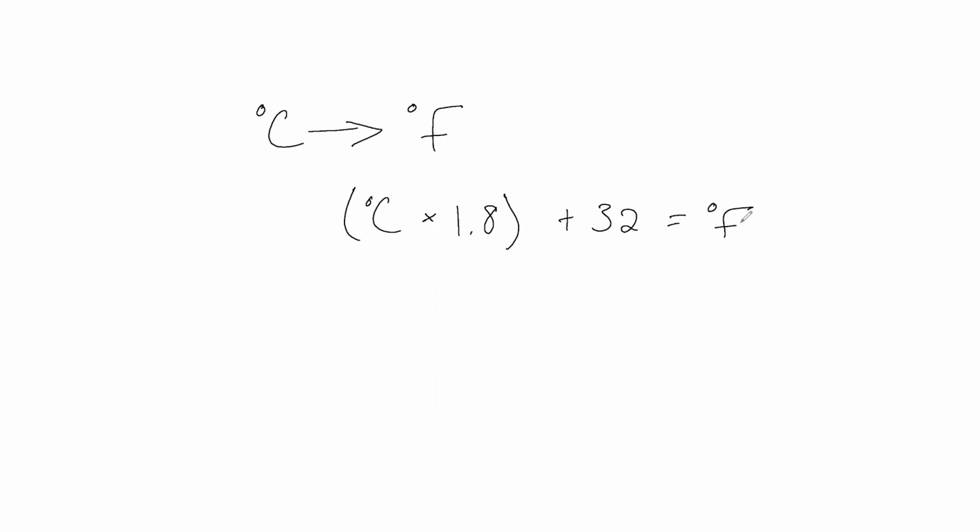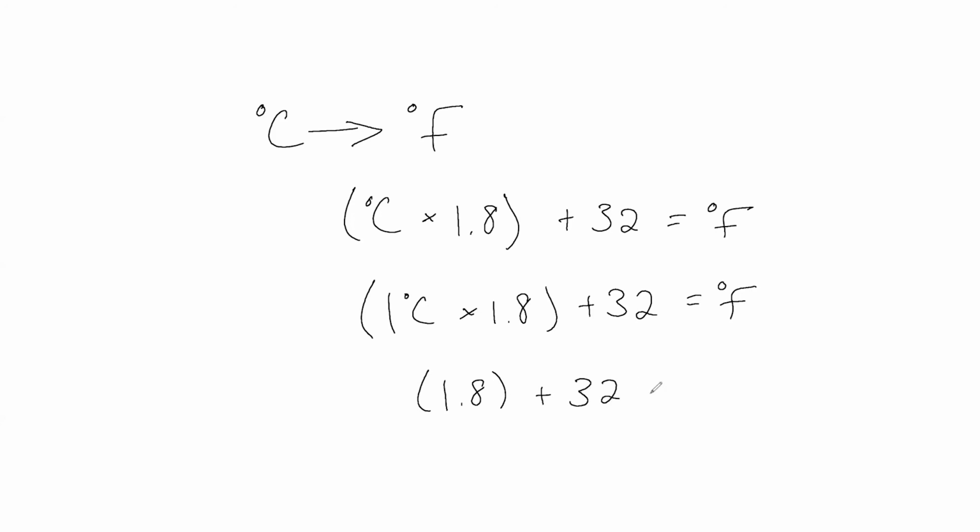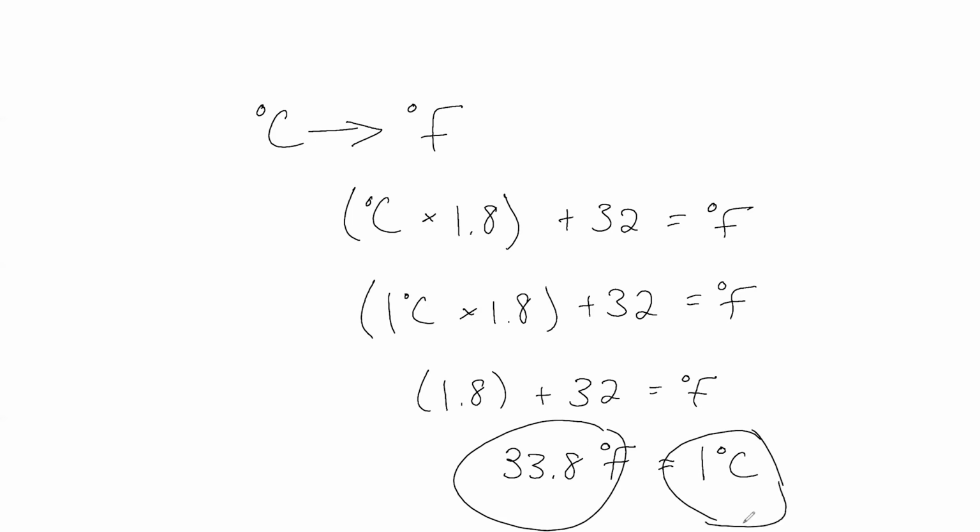So for this example, and again with easy math, I'm going to do 1 degree Celsius times 1.8 plus 32 to get our degrees Fahrenheit. So 1 times 1.8 is, yep, 1.8, plus 32 equals degrees Fahrenheit. So 1.8 plus 32 equals 33.8 degrees Fahrenheit, which is equal to 1 degree Celsius. And I know this because this is what we got in the end, and this is what we started with.